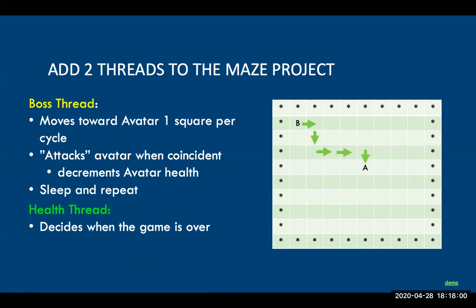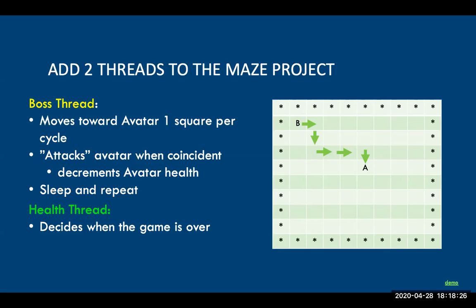Meanwhile, we want your avatar to constantly be regaining health, right? The longer you stay alive, the more chance you have to recover your health. So you run away after an attack, and then the health thread is going to allow you to gradually get your health back. And that's a really simple thread too. It's just going to sleep and then add some health back, sleep and add some health back, as long as the game is not over, right?